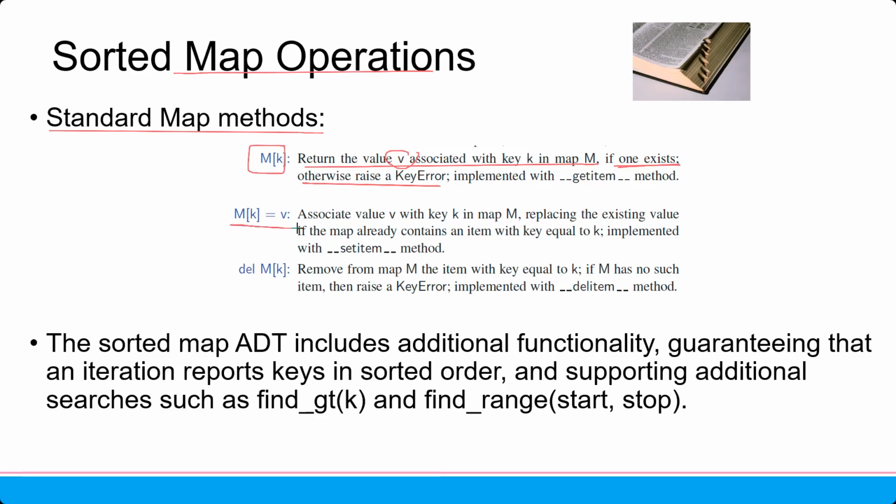M[k] equals v means we associate the value v with the key k in map M, and it will replace the existing value if the map already contains an item with key equal to k. And del M[k] means we want to remove the k from the map M or from the dictionary. If M has no such item, then raise a key error.